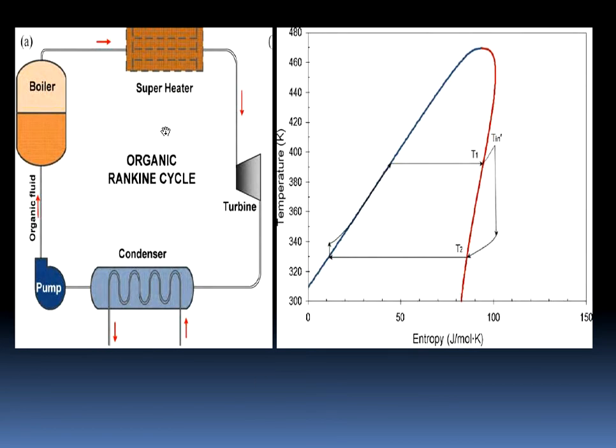So this is the organic Rankine cycle. So in organic Rankine cycle we have a pump. So this is the organic fluid which goes to the boiler, and in boiler it boils. This is the steam, and then we have the superheater, and from the superheater it passes through the turbine, and again it comes to the condenser. So this cycle continues.